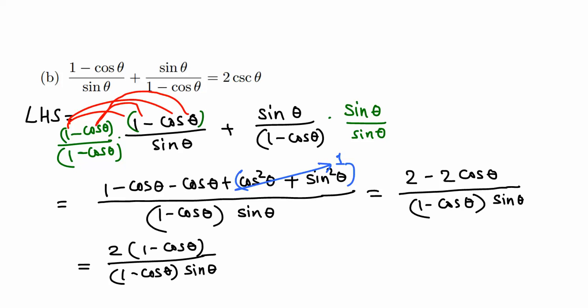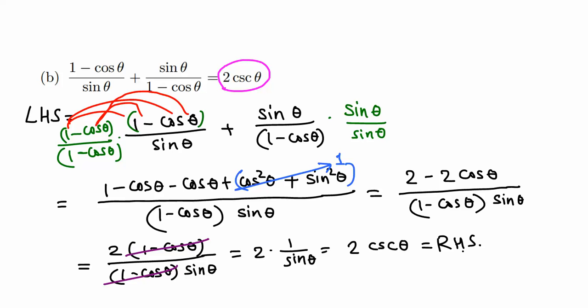Now we can cancel 1 minus cosine theta as a block, and that is the same as 2 over sine. Let's look at the right hand side. We are supposed to get 2 cosecant theta. Cosecant means 1 over sine, so we can write this as 2 times 1 over sine theta, and 1 over sine is cosecant theta, and that's what we have in the right hand side. Okay, final.